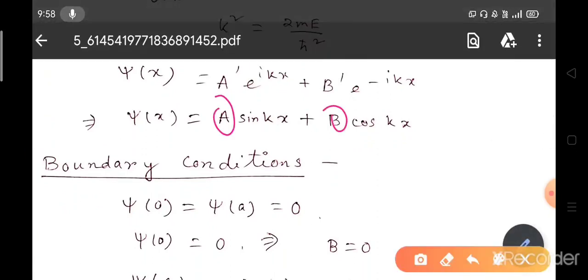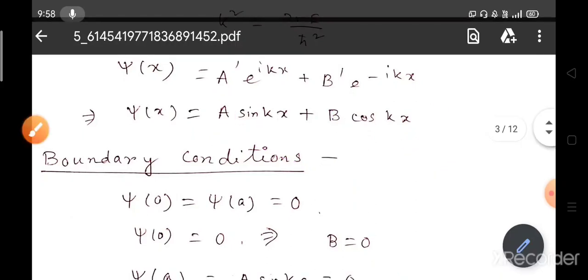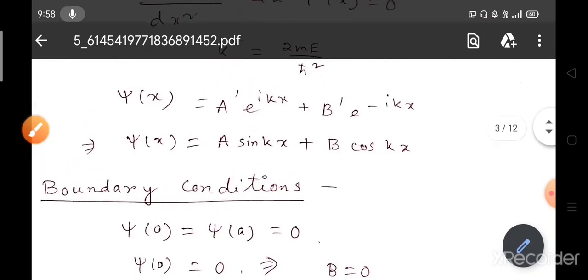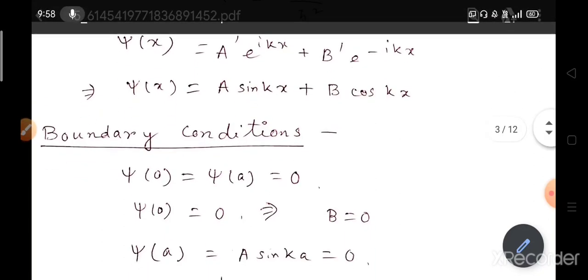Now how do we find the constant coefficients? Constant coefficients can be found from the boundary conditions. Now what will decide the boundary conditions? The boundary conditions will be decided by the potentials. So the nature of the potential will decide your boundary conditions, and from that condition you can find the constants in any equation.